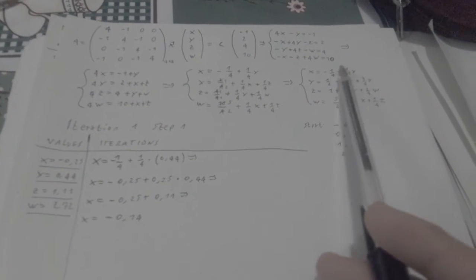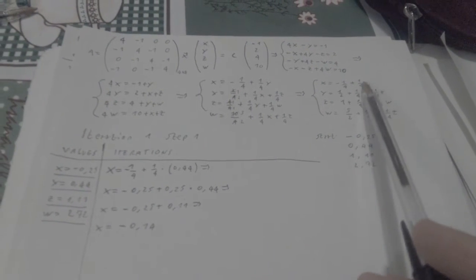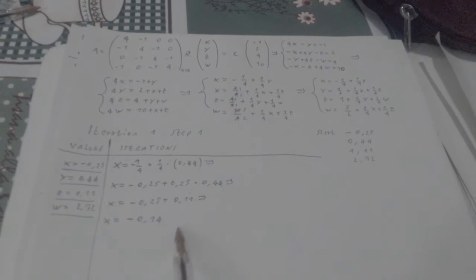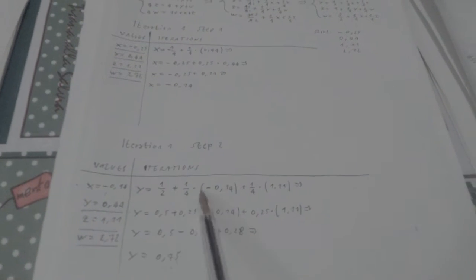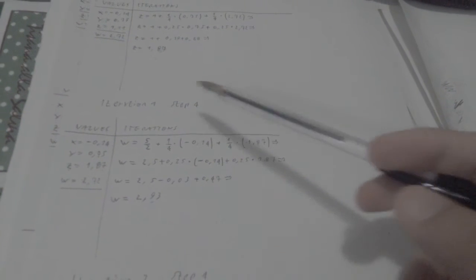We used the equation we found for x, which depends on a scalar and y. We used the approximation for y to get a new approximation for x. Then we did the same for y, substituting those x and z values that we have found here, and we found a better approximation. Then we did the same for z, and the same for w, and with this we found all the new values of our first iteration.